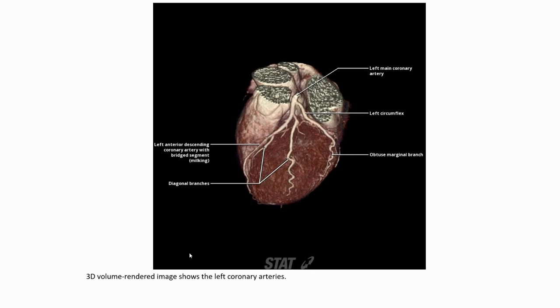3D volume render image of the left coronary artery. At the proximal we can see the left main coronary artery, and then it divides into left circumflex. At the distal of this left circumflex we call obtuse marginal branch, and then further divided into the anterior descending coronary artery bridge segments, and diagonal branch.